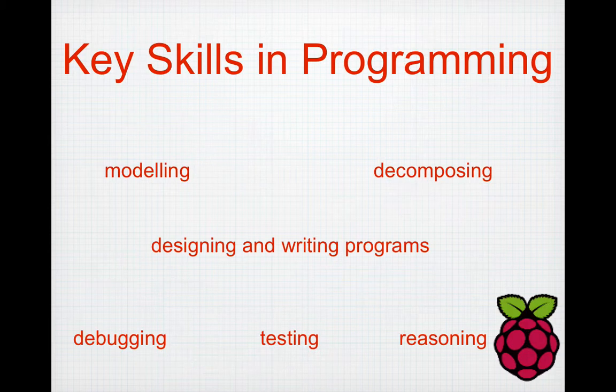Fabulous. Okay, so here are the key skills in programming. I won't talk you through all of them, but you can see that it starts with modelling to children and looking at examples that already exist in everyday life. And through that process, you then start decomposing it into smaller chunks and smaller components. That leads you on to designing and writing the programs. That's the fun bit. And of course, more problem solving is still to come, as the programs that they've written don't actually function first time around.